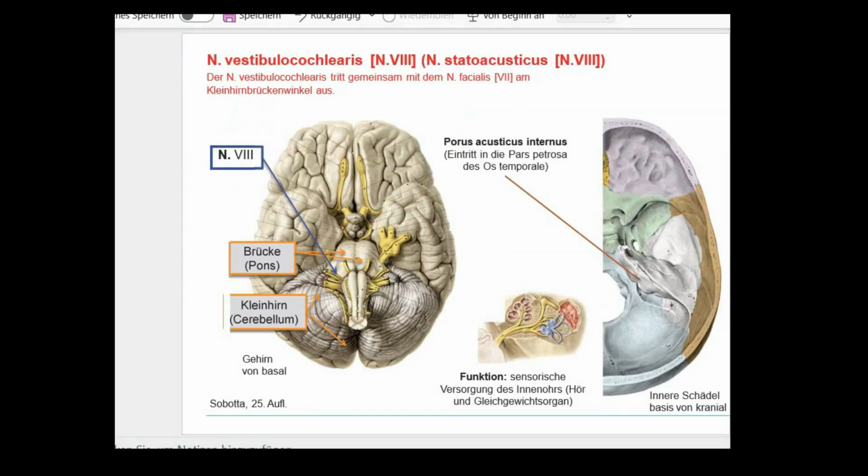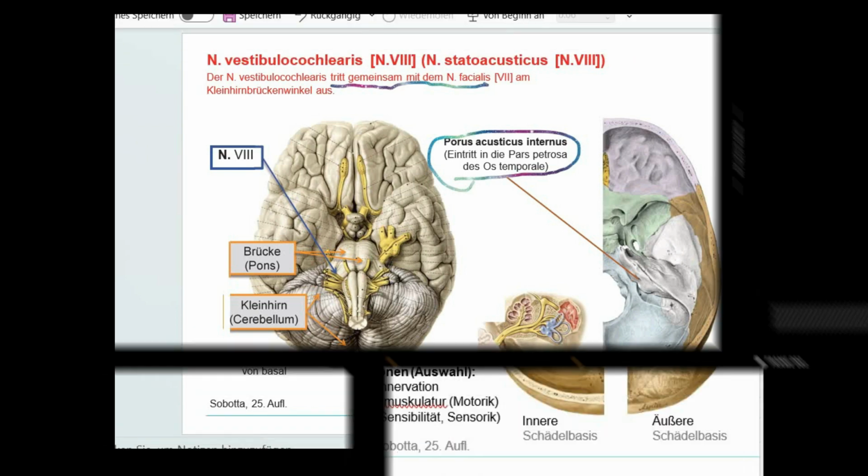Nerve number 8 is the vestibulocochlear nerve. Important to note, it also has a passage, the porus acusticus internus, just like nerve number 7, the facial nerve. It occurs together with the facial nerve and is sensory for the hearing and balance organs. That's why it's called the vestibulocochlear nerve. It's connected to the vestibule and the cochlea.